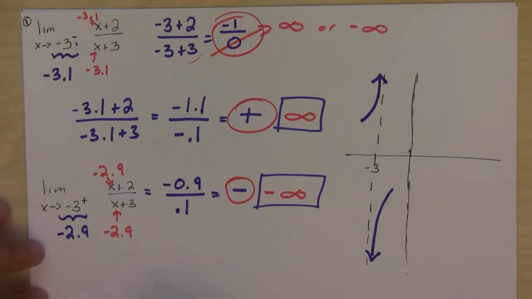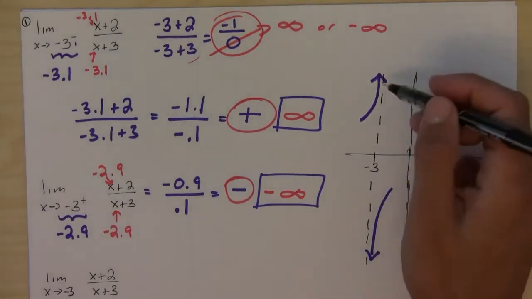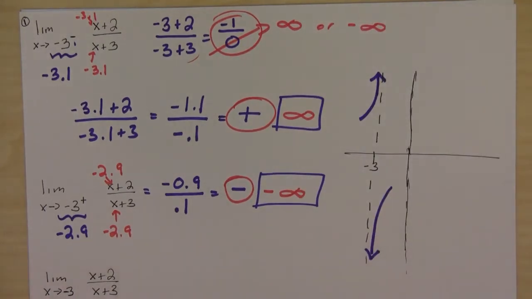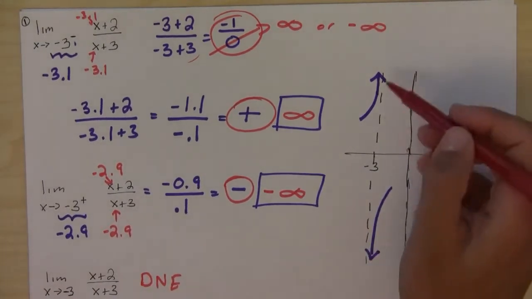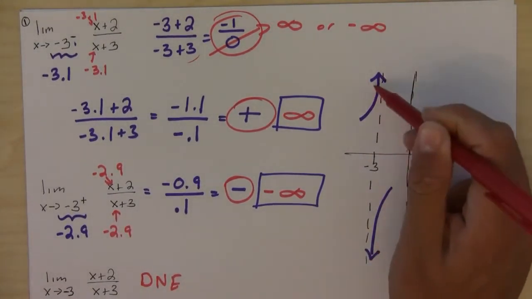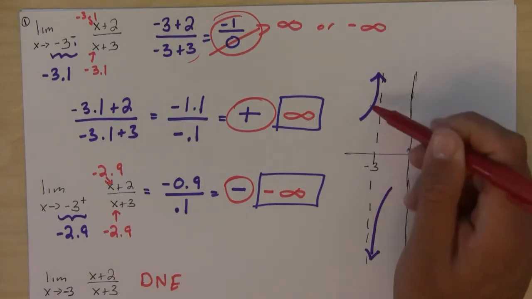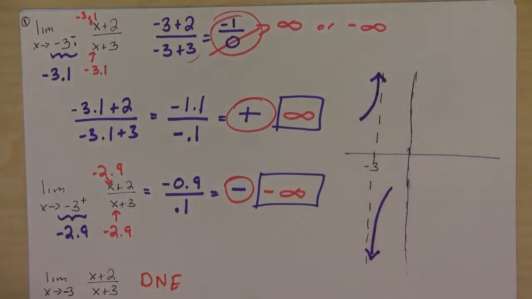And in this case, even though this isn't part of the problem, if we were being asked what is the limit as x approaches -3 of x plus 2 over x plus 3, without saying the direction from the left or the right side, you would say that it does not exist, not only because it's going to infinity and negative infinity, but because it's going in different directions if you approach it from the left and from the right side.